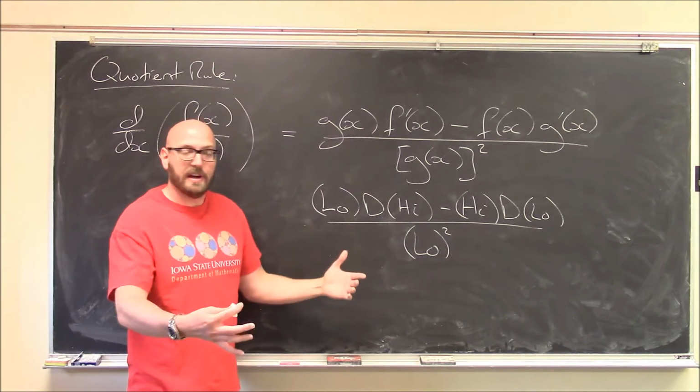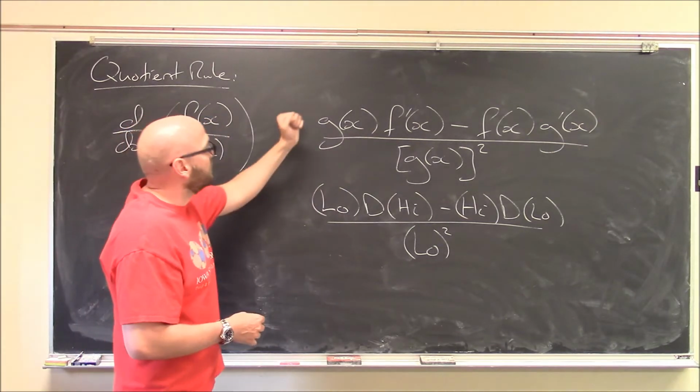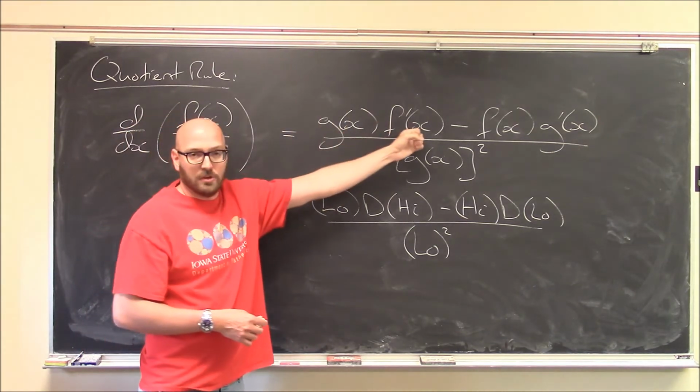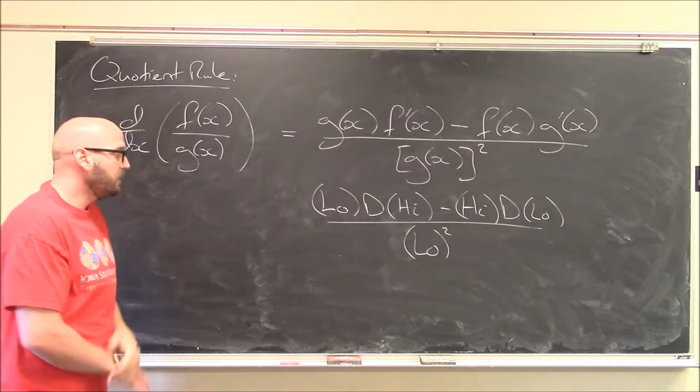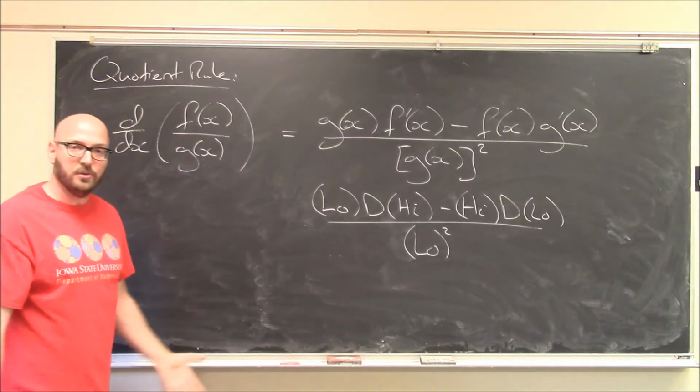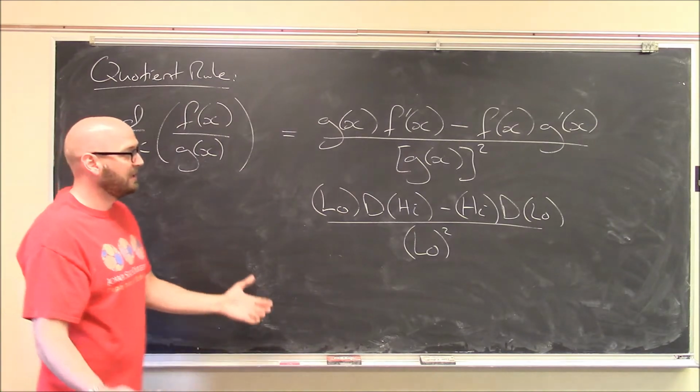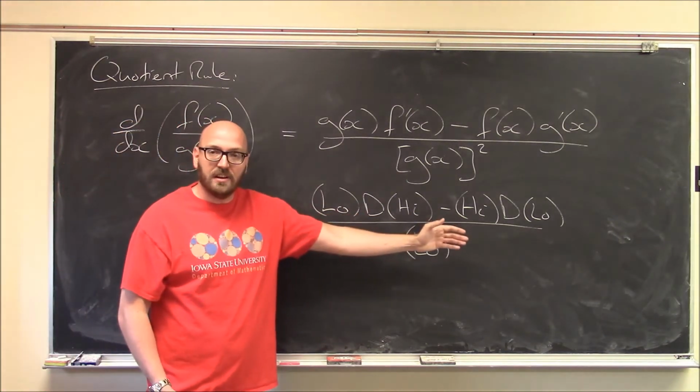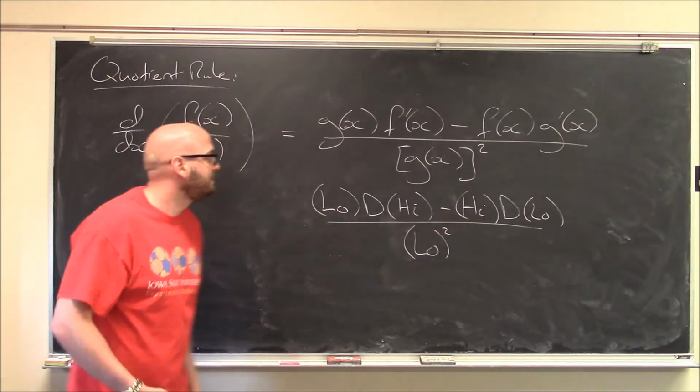Otherwise you'll be off by a factor of -1. So it has to be the bottom, low, times the derivative of the top first. Low d high minus high d low over low squared. Say that to yourself several times, commit it to memory, and there you have the quotient rule.